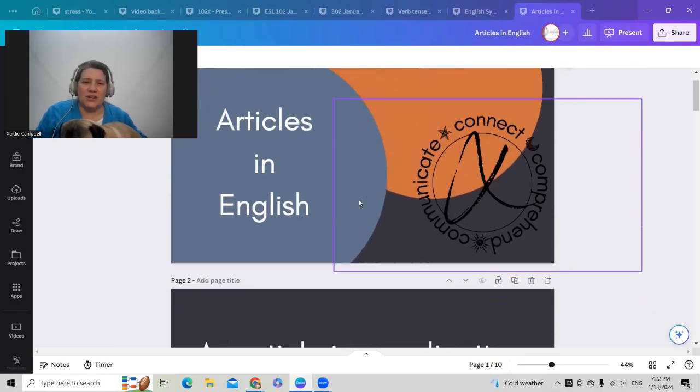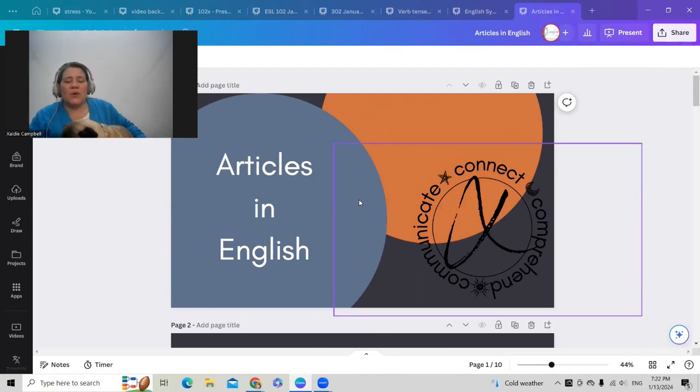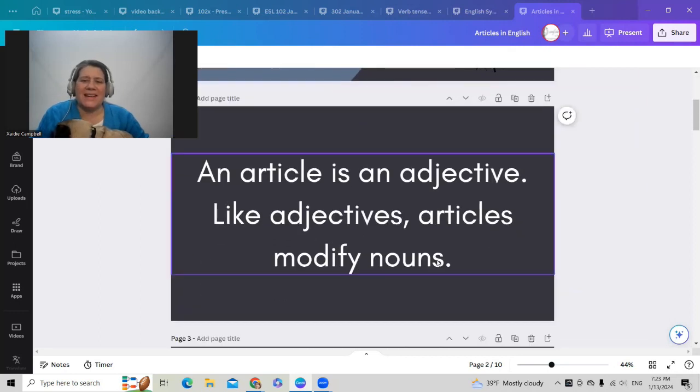Okay, so there are two articles in English. We use a or an, and we also use the. The pronunciation of the can vary for the same reasons that we choose to use a or an, and I'll explain that. An article is an adjective, and like adjectives, articles modify nouns. They go in front of nouns.